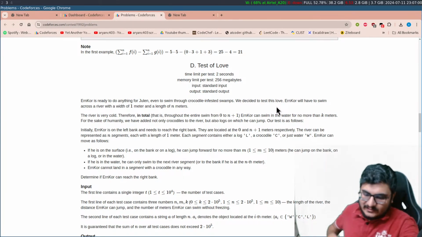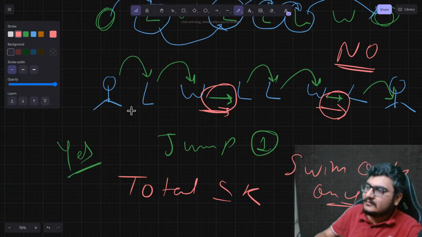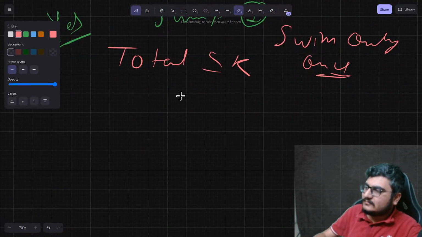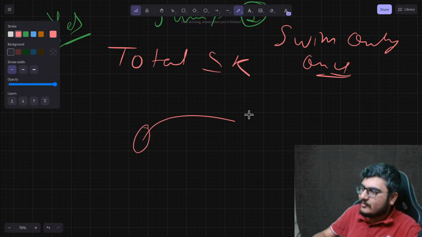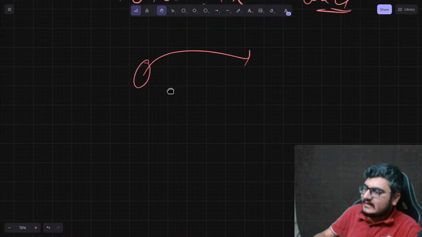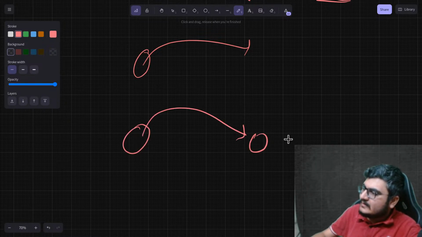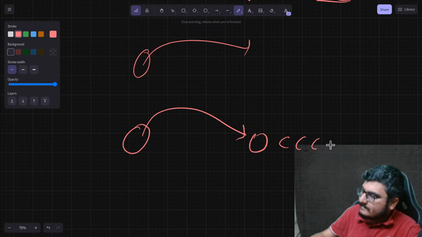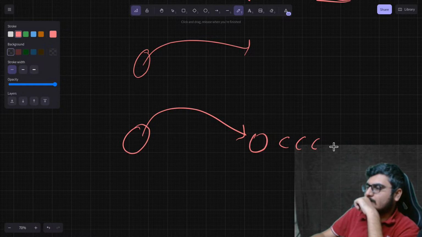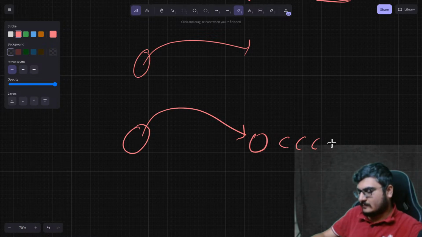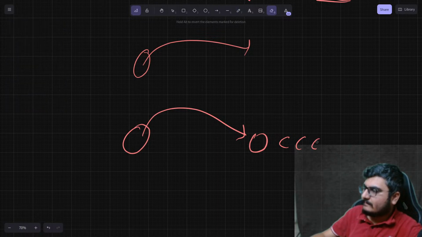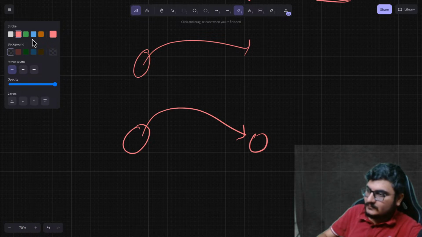So greedy, I don't have an immediate counter test case with me. But to me, doing a maximum jump always cannot be the right solution. I can try to give some example. Let's say from here, this is the maximum jump you can go, and then there are some crocodiles here. The idea is that sometimes you can take smaller jumps to only go via water.